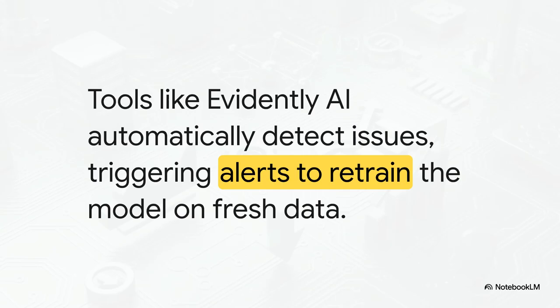So to fight back against drift, we set up these automated watchdogs. Tools like Evidently AI are constantly monitoring the live data stream. The second they detect a significant dip in performance, bam, they trigger an alert. And this alert kicks off a process to automatically retrain the model on fresh data, creating a system that is truly self-healing. It's pretty amazing.